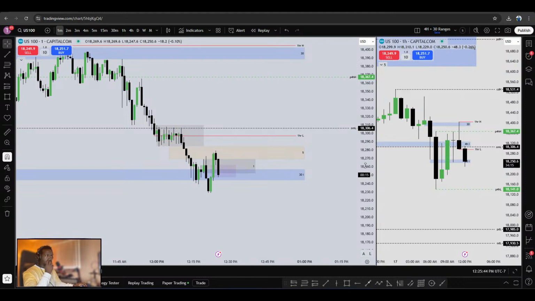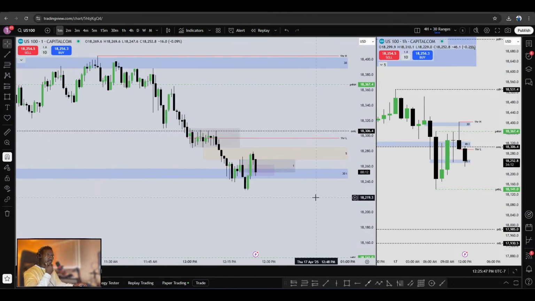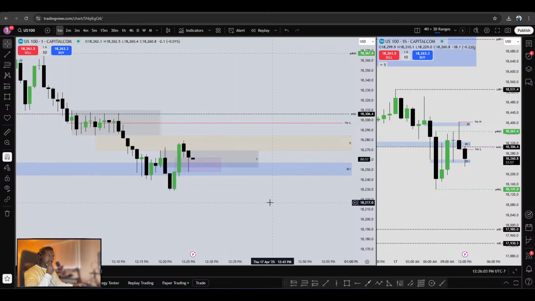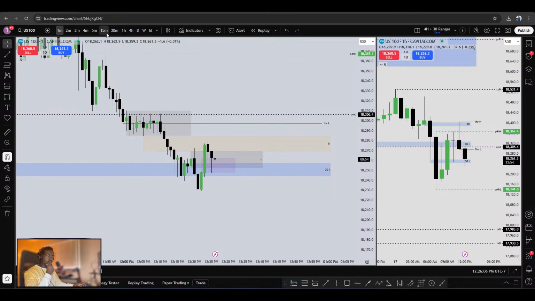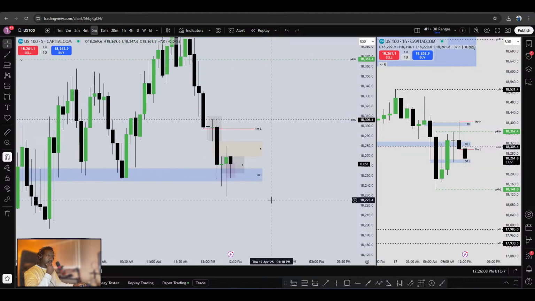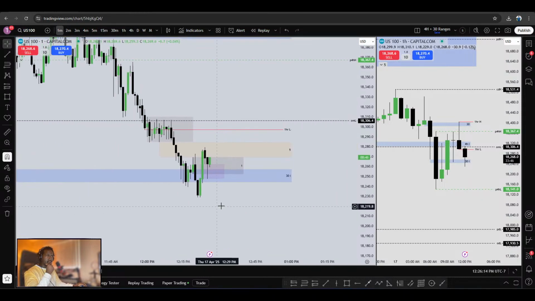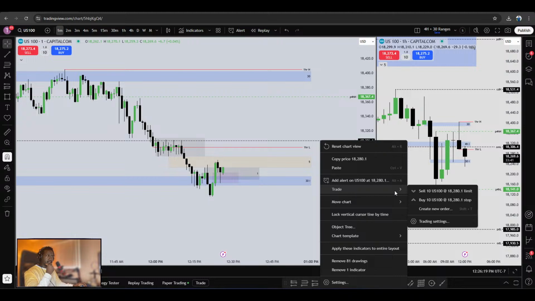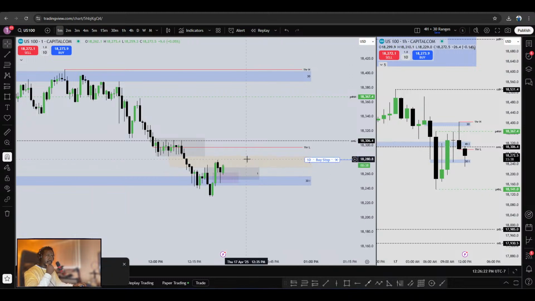Bruh, this is confusing, man. Now what do we do? Do we take a short now? This is a very nice setup with an inverted fair value gap right there and a fair value gap. If we keep trading down, then to me I think that would be a nice one. Okay, I'll just do a buy stop there. Buy 10, that's a buy stop.